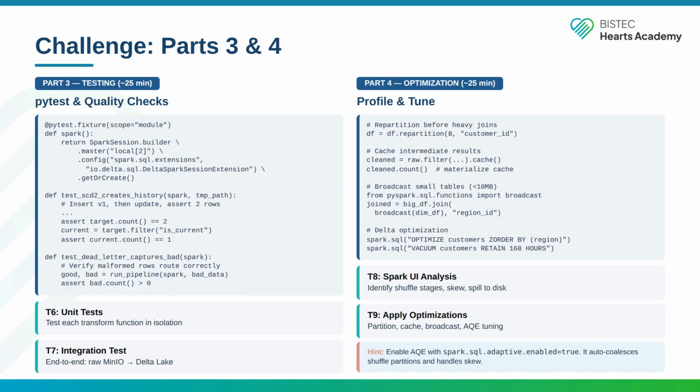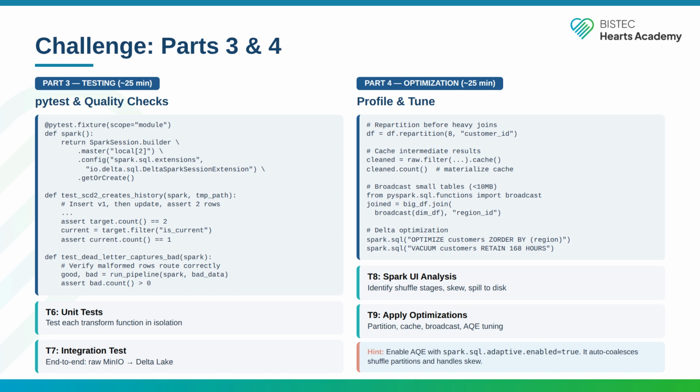For part 4, optimization, start with the Spark UI. Run your pipeline and look at the stages. Identify shuffle-heavy stages, data skew, and spill to disk. Then apply the techniques. Partition by your join key, cache intermediate data frames that are reused, use broadcast joins for small dimension tables, and enable adaptive query execution.